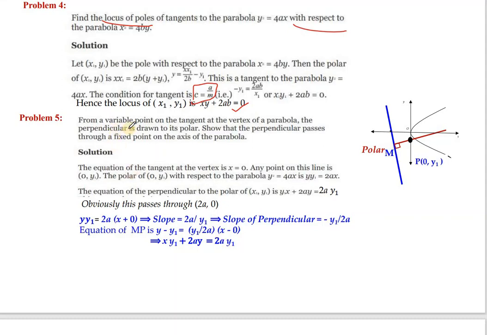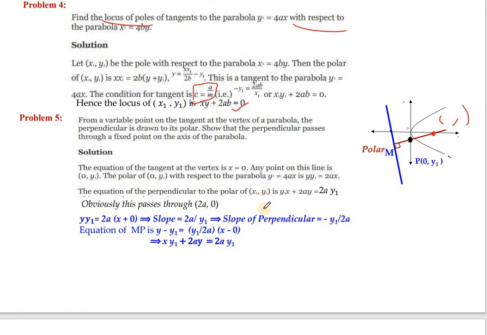Now next is: from a variable point on the tangent at the vertex of a parabola, the perpendicular is drawn to its polar. Show that the perpendicular passes through a fixed point on the axis of the parabola. So on the axis, this is the axis of the parabola, this passes through a fixed point. This should be some constant, that is from known constants we have to get the coordinates of this point. We need to determine what are the coordinates of this point.